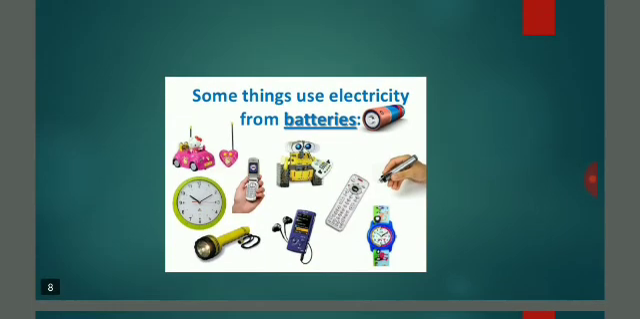Let's see some things that use electricity from batteries. What is the synonym of batteries? Right, cells. Watch, torch, or toys, or remote controller, or your watch on your hand. These all use electricity from batteries because these batteries store electricity inside. They can store.